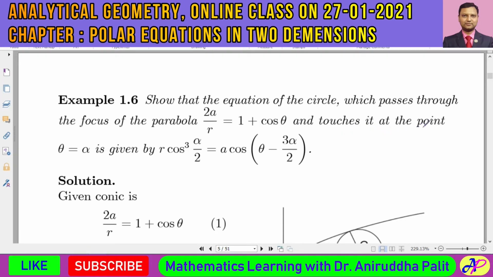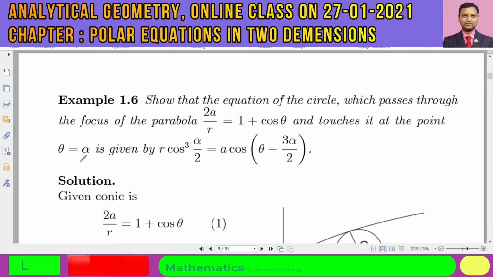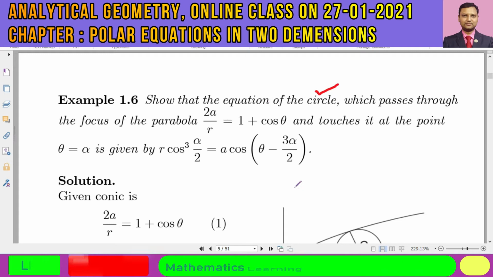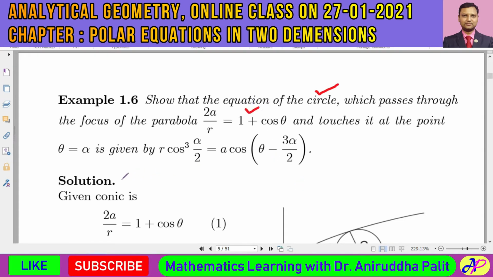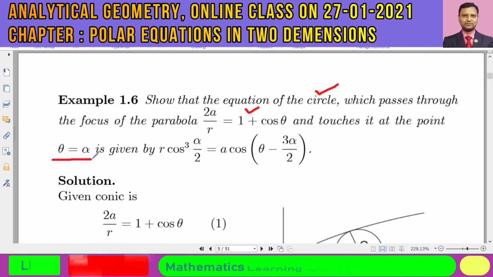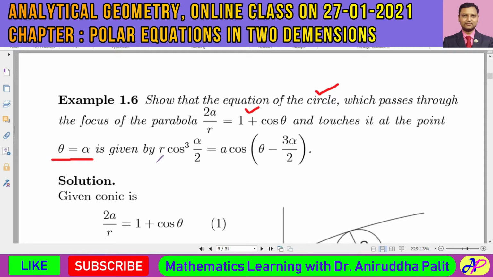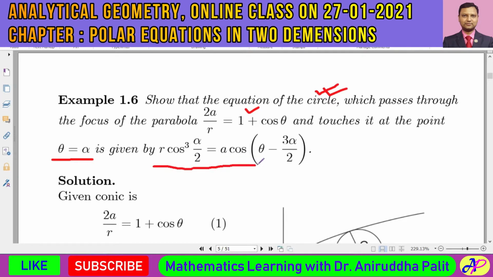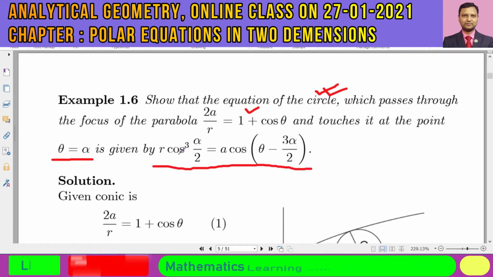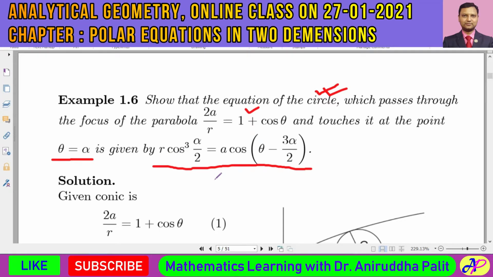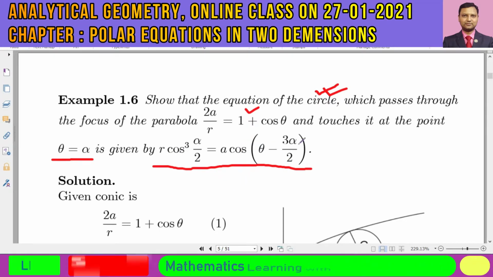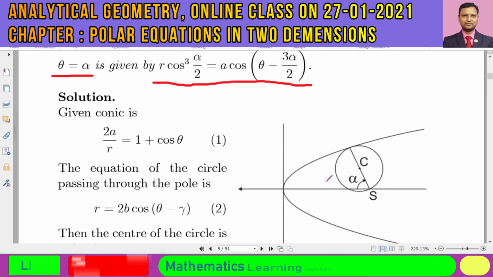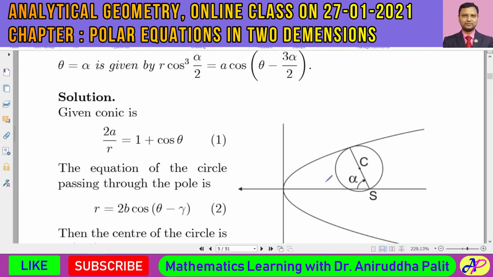And touches it at the point theta is equal to alpha. So we have to find out the equation of the circle which touches this parabola at the point whose vectorial angle is theta is equal to alpha. We have to prove that the equation of this circle can be written in this fashion. This is a bit complicated: r cos cube alpha by 2 is equal to a cos of theta minus 3 alpha by 2.